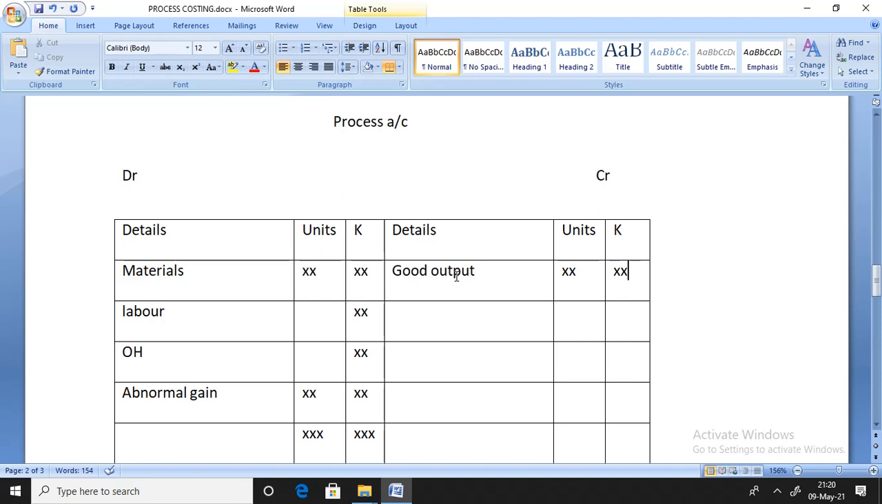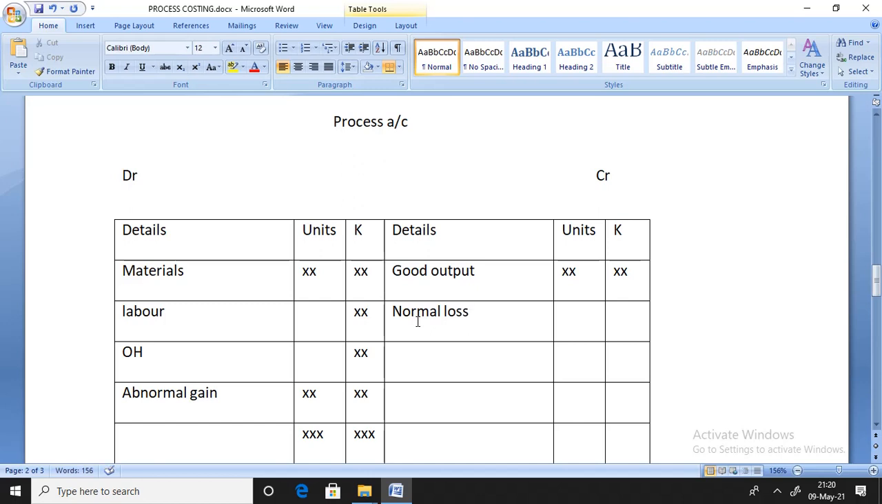The reason why we work it out like that is because abnormal loss and abnormal gain units will be valued at the same value as the good units. So the only units that are valued differently for the purpose of the process account is normal loss. Normal loss will be valued at scrap value, but abnormal gain and abnormal loss will be valued at the same value as the good units. Then you will have, as the second item, normal loss.